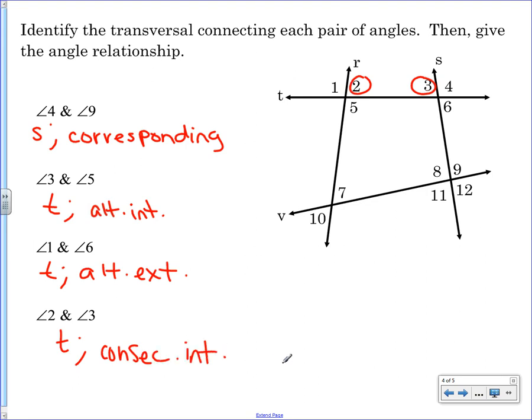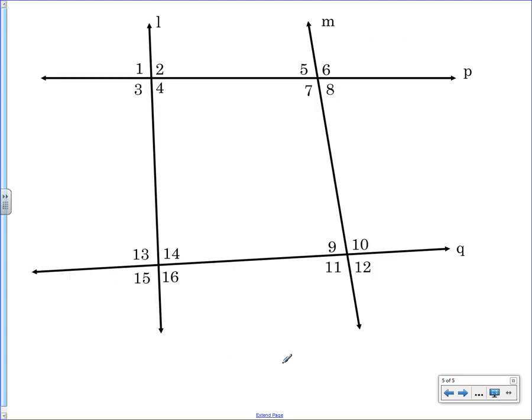Did I lose anybody? That's it for the actual notes. We're going to go to the back side, but that's all you have to write down. Are you sure? Okay. So what we're going to do on this back side is I'm just going to give you some angle pairs, and you guys are going to tell me what they are.